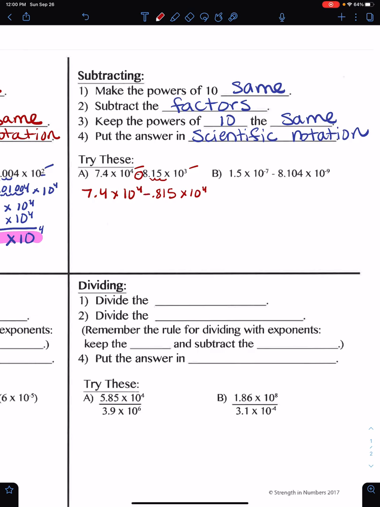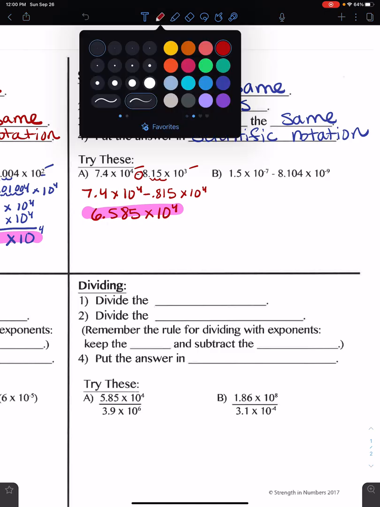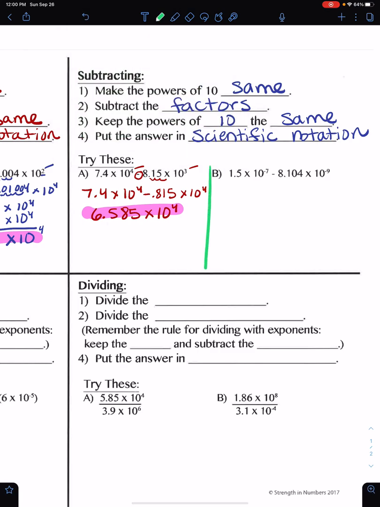So in my calculator, I'm going to do 7.4 minus 0.815, and I get another number that's between 1 and 10. Hopefully one of these examples will show you what I mean when you get an answer that's not already in scientific notation. Maybe the next one. So there's my answer.